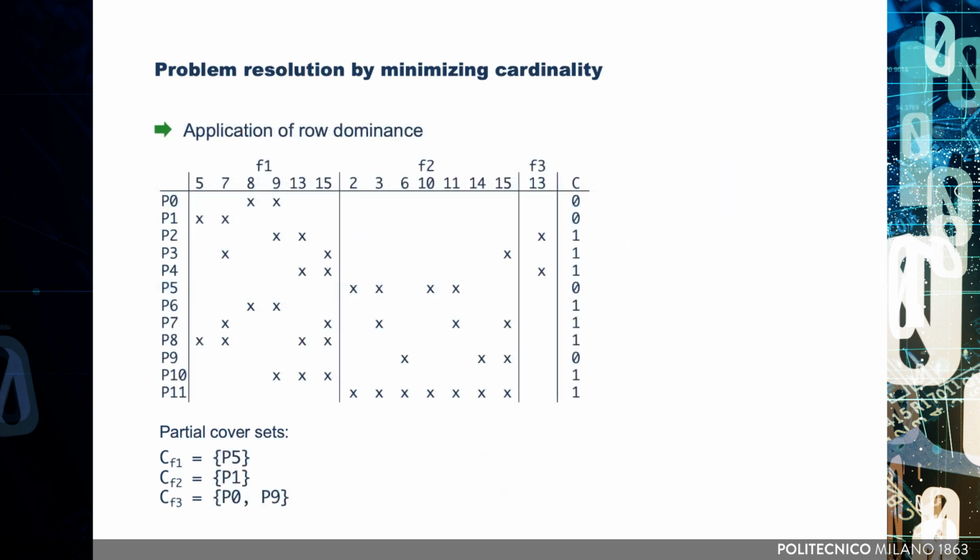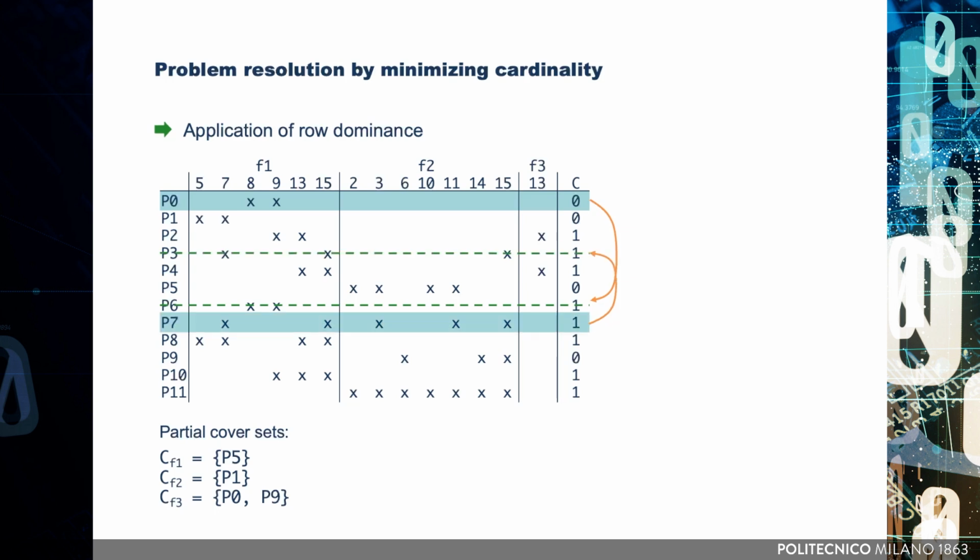Next, we apply the row dominance criterion. P0 dominates P6. Both cover the same minterms, but P0 has a lower cost. Then P7 dominates P3, because with equal cost, P7 covers a superset of the minterms covered by P3. As a result, we eliminate both dominated rows from the table.